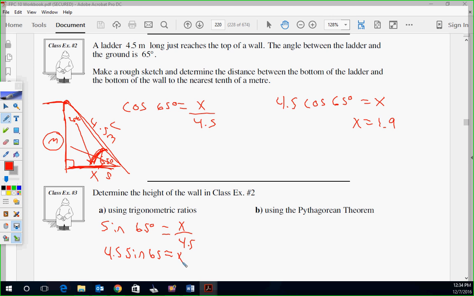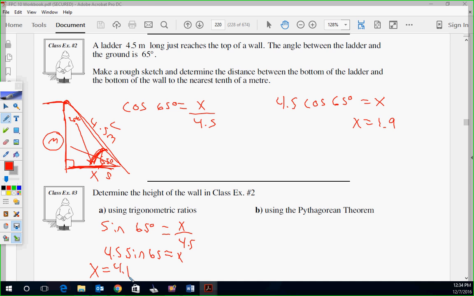Okay, somebody calculate that for me. What do we get? What's that? 4.1? Ooh, it's really close to the hypotenuse. Okay, x equals 4.1. Still makes sense. It's smaller than the hypotenuse.